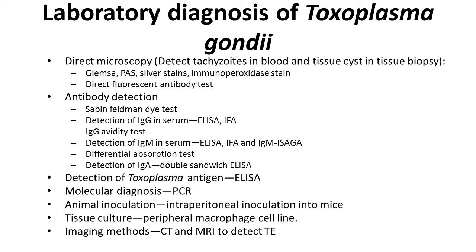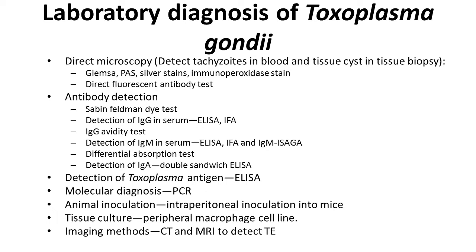The other one is the indirect method, that means antibody detection, by using the Sabin-Feldman dye test, detection of IgG in serum by using ELISA or IFA, IgG avidity test, and detection of IgM in serum by using ELISA or differential absorption test, detection of IgA, and other thing, the detection of Toxoplasma antigen by using ELISA.